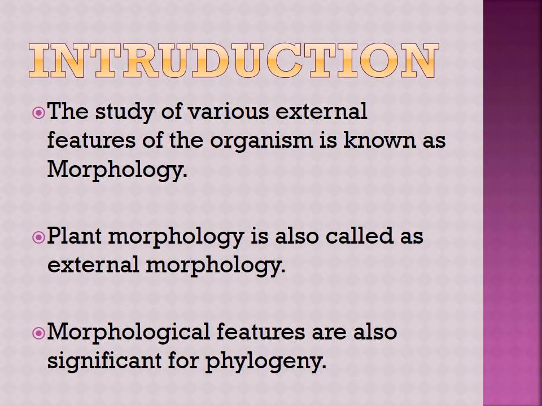Come, let's see about morphology. The study of various external features of an organism is known as morphology. Especially plant morphology is called external morphology. Morphological features are also significant for phylogeny. Morphology is nothing but the outer structure of the plant or the outer structure of any organism.